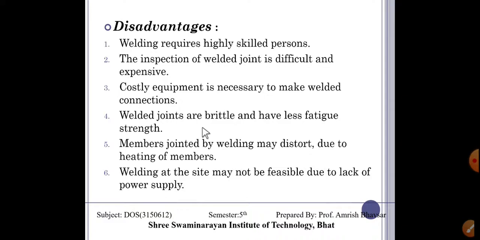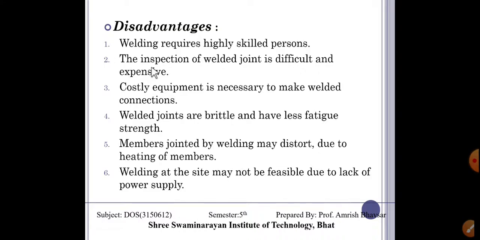Now the disadvantages. There are some disadvantages of welded connection that we will discuss. Number one, welding requires a highly skilled person. Normal labor can't do the welding. Suppose I am talking about myself, I can't do welding, because for that we should have proper welding skill, because there is a need for earthing and the heating process, all those things.